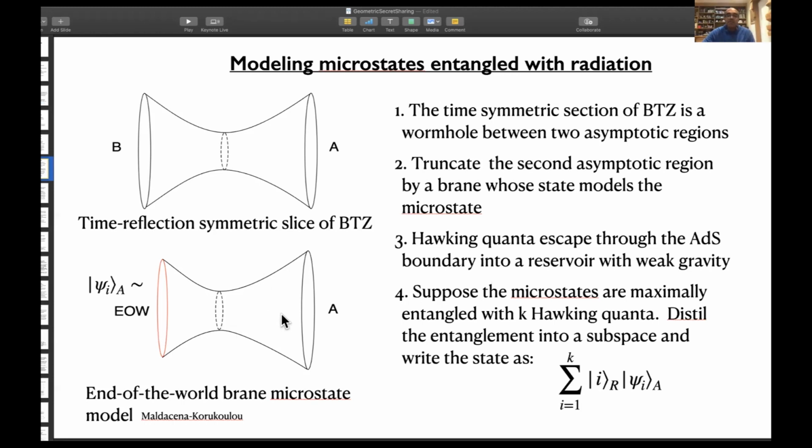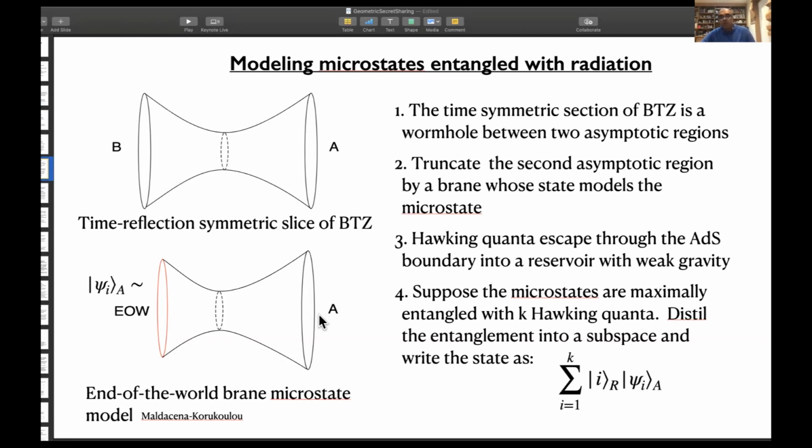Now, in this setup, we're also going to imagine that the black hole Hawking radiates, and that the Hawking radiation is collected on a little reservoir just outside the AdS boundary. That's to separate out the radiation degrees of freedom from the gravitating degrees of freedom. So we imagine that there's a reservoir here with some weak gravity where we collect the quanta. This is also a standard trick that has been used repeatedly in many of the recent works.